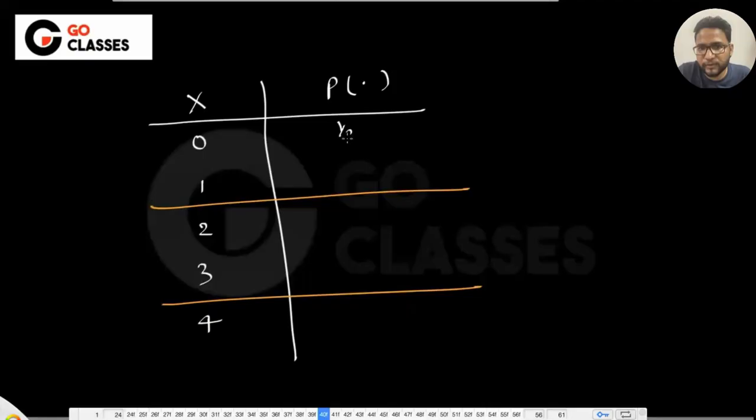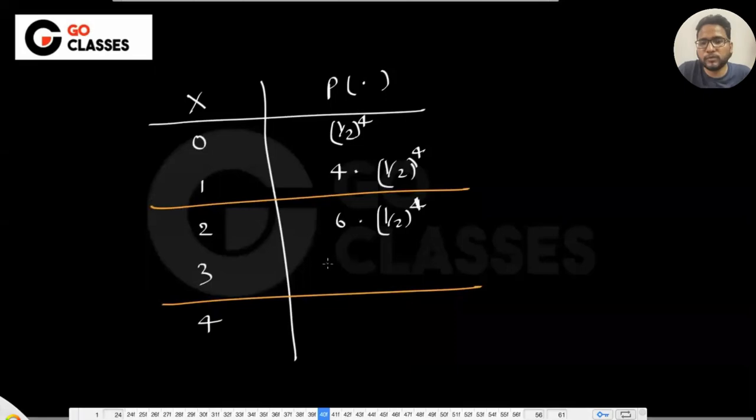For 0, I think it is 1 upon 2 power 4. For 1, it was 4C1 into 1 upon 2 power 4, which means 4 into 1 upon 2 power 4. It was 4C2 into this, which means 6 into 1 upon 2 power 4. It was 4C3, which is again 4 into 1 upon 2 power 4. It was again 4C0, which is just 1, which is 1 upon 2 power 4. Okay, so this is your PMF.